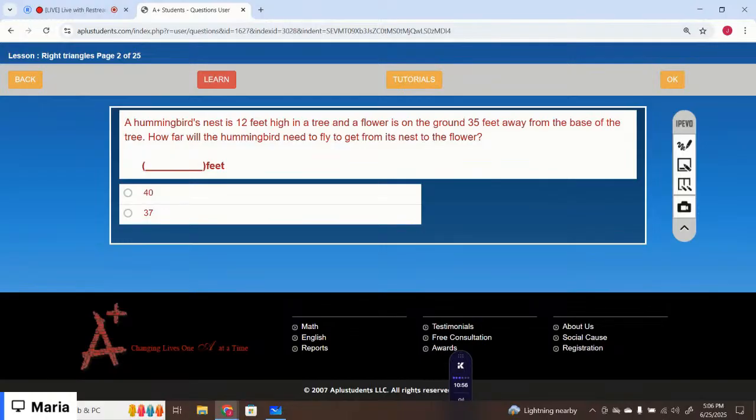A hummingbird's nest is 12 feet high in a tree and a flower is on the ground 35 feet away from the base of the tree. How far will the hummingbird need to fly to get from its nest to the flower? So which is the correct option?